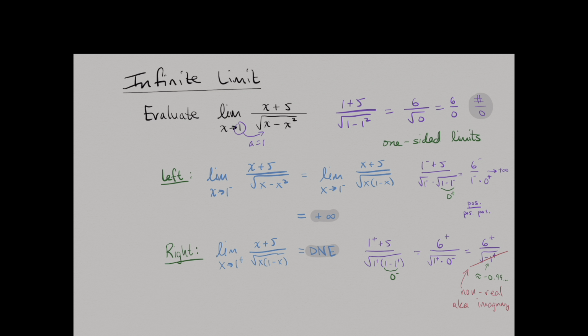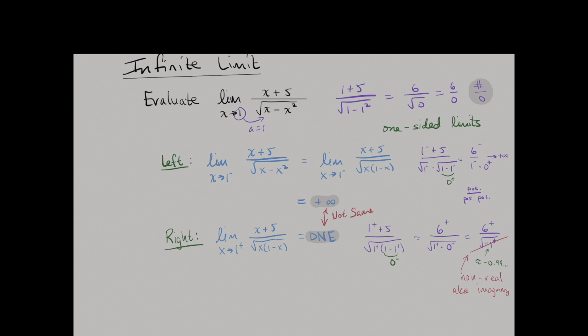Now, not only do the left and right limits not agree, they're not the same. So we can see these are not the same. That would be enough for us to say the overall limit, the two-sided limit we were seeking from the beginning, does not exist. But in fact, because the right-sided limit does not exist, it doesn't matter what the left-sided limit is. As soon as one of the sides is undefined, the two-sided limit is undefined. Therefore, the original limit as x approaches 1 of x plus 5 over the square root of x minus x squared does not exist.